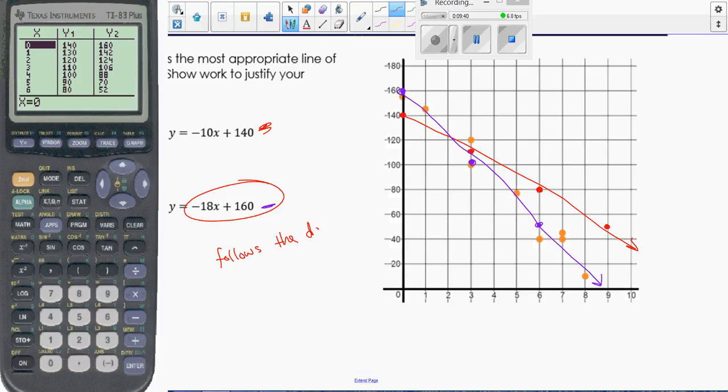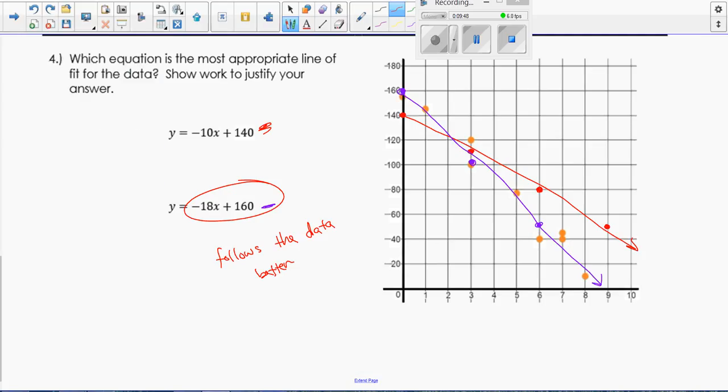So that's the only explanation that you need to give. The only reason we would ever choose one line over another is just because it follows the data better. Okay? Alright, so flip over to the next side.